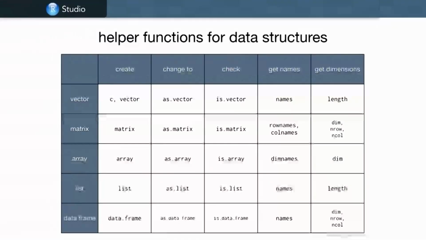Each of these structures has helper functions that you could use to do things like create them, or change from one data structure to another, or to check that something actually is a vector or a data frame, to get the names. And then also you could check the dimensions of each of these structures with functions keyed into that structure that check the dimensions.